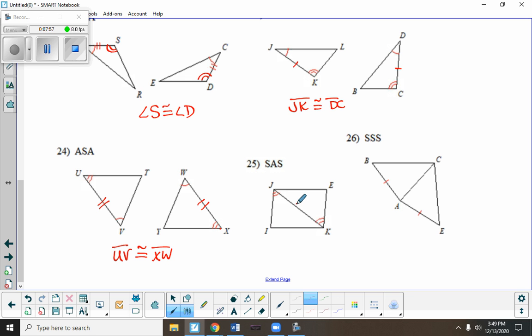All right, side, angle, side. So first we have that side. So side, angle, it'd have to be this side, angle, and this side. So segment JI is congruent to segment, okay, that has 2 marks, this has 2 marks, KE. All right, and then the last one, we know that's congruent. So then in order to use SSS, the other piece you'd need to know is that segment BC is congruent to segment EC.